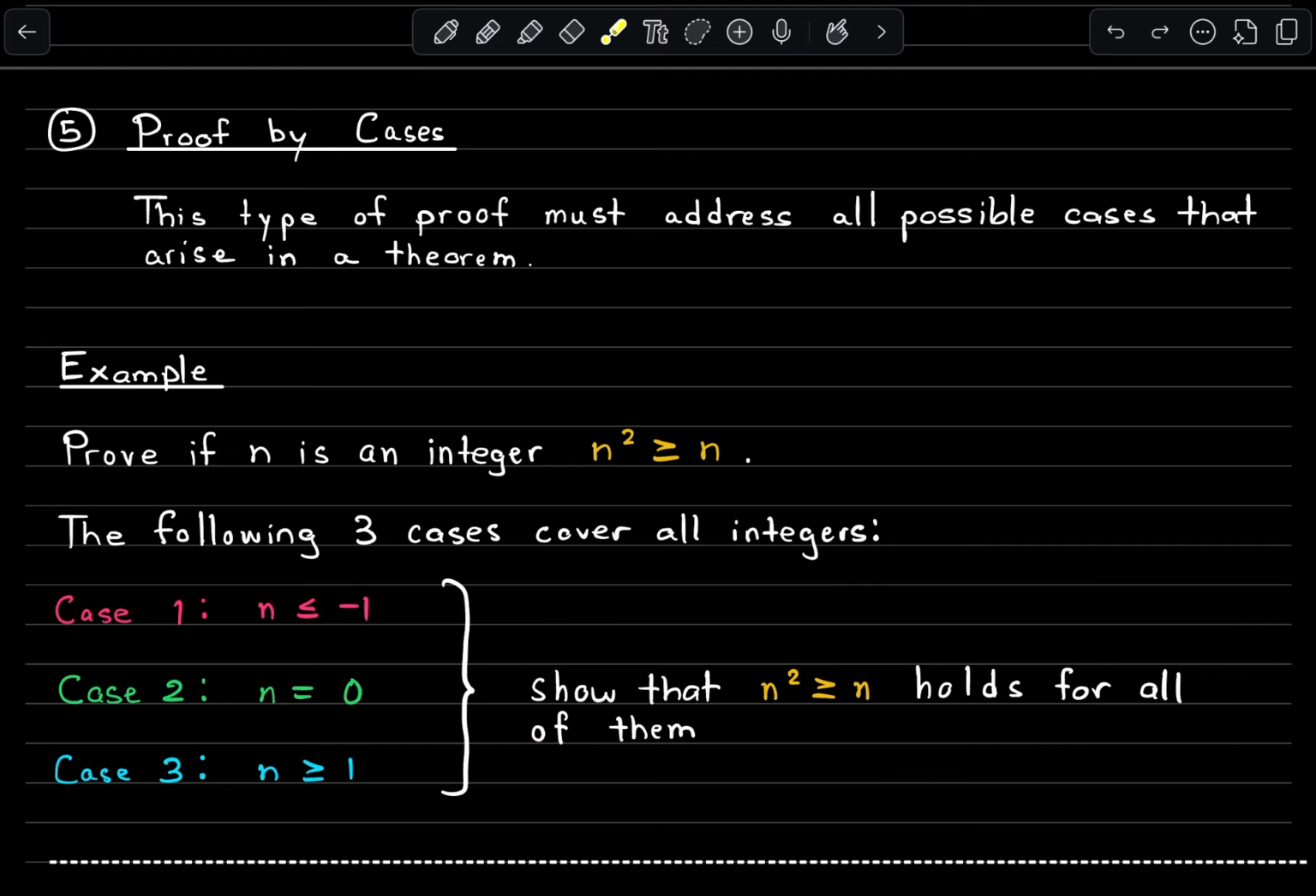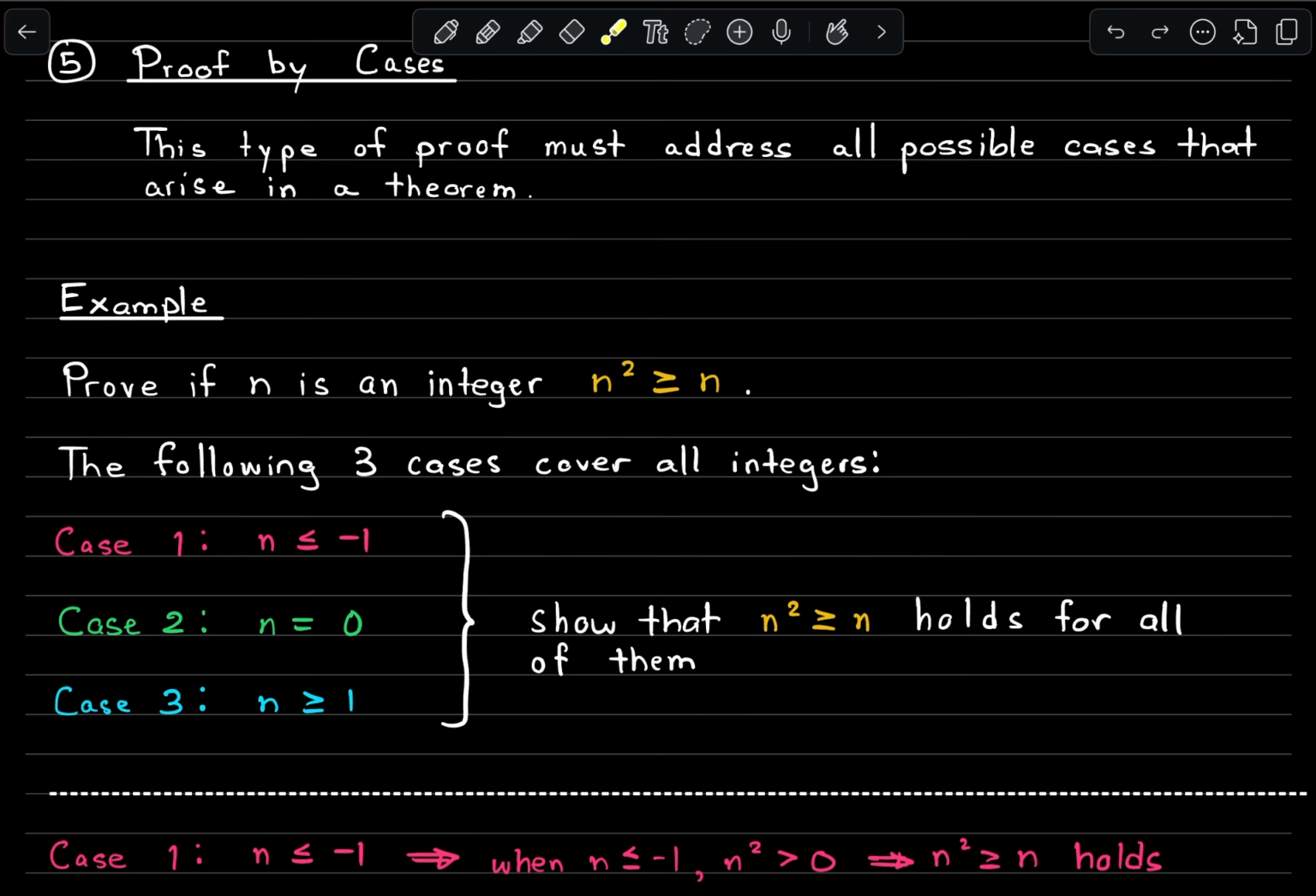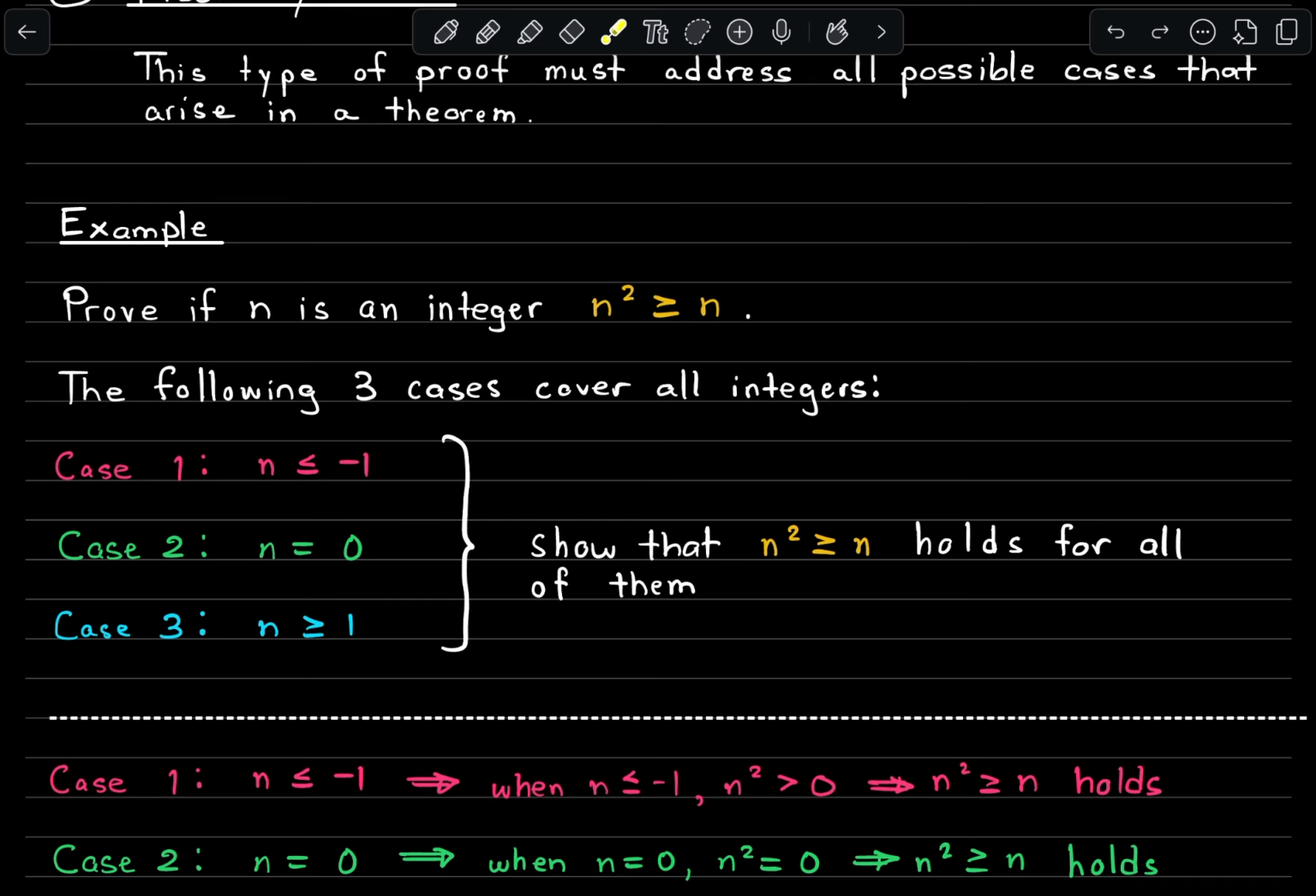So we'll investigate this case by case. We start with case 1, n is less than or equal to negative 1. When n is less than or equal to negative 1, n squared is going to be positive, because negative times negative is positive. Then this theorem holds: n squared is greater than or equal to n, because any positive number is greater than or equal to any negative integer.